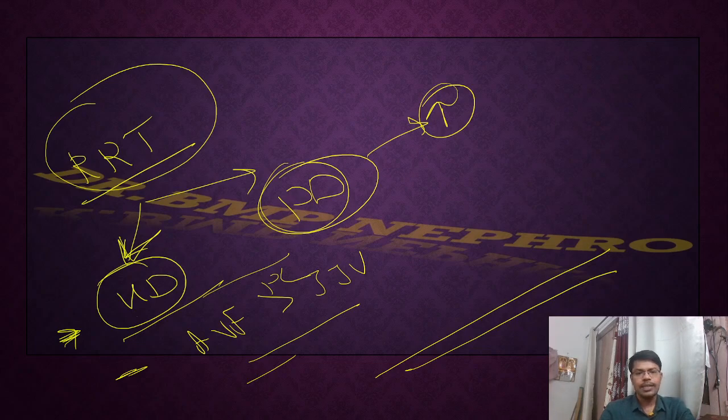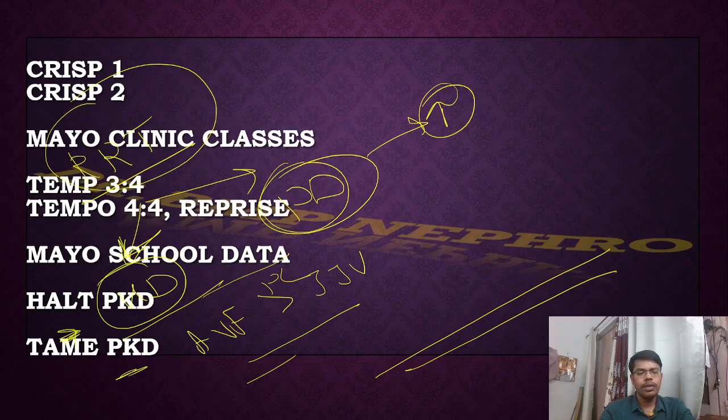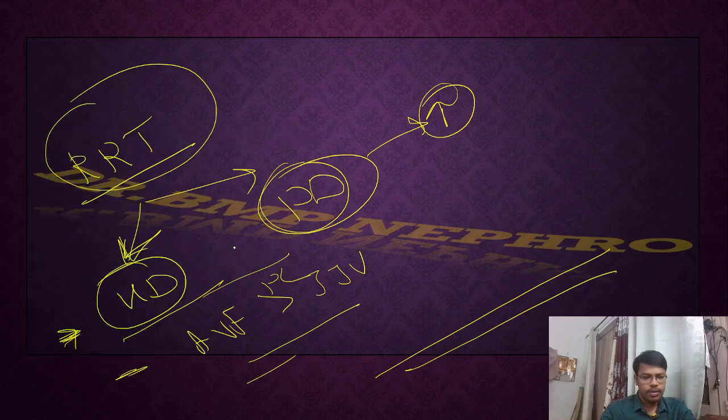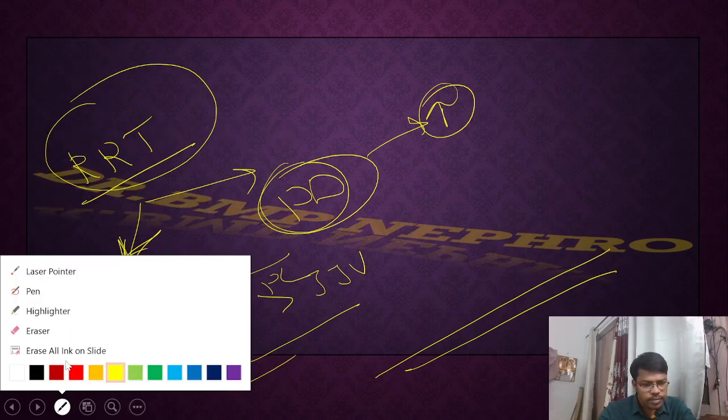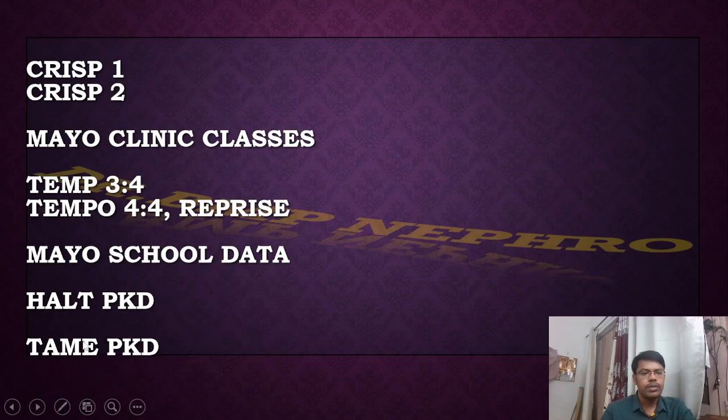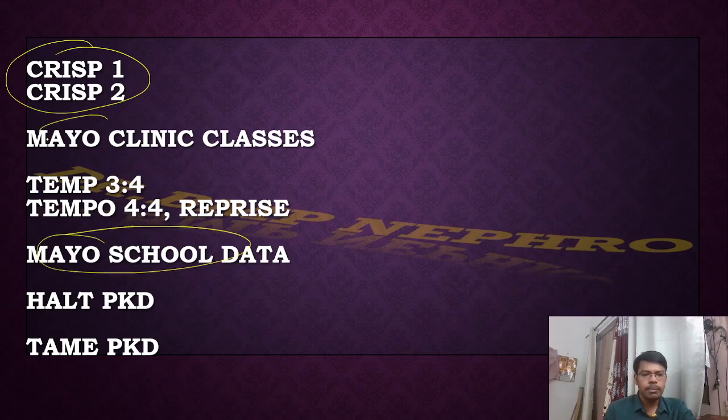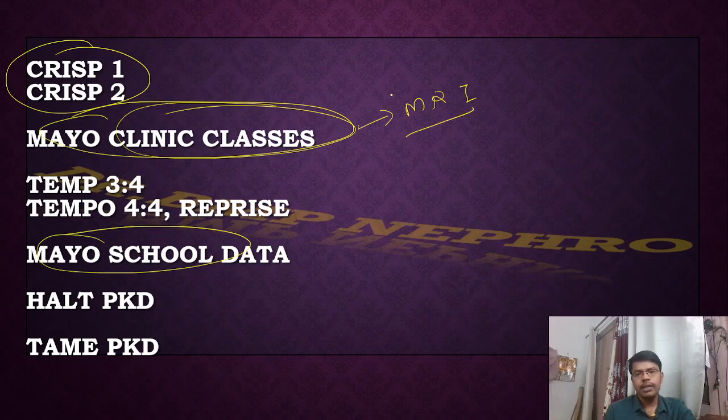And one more last slide. Some trials related to ADPKD. What are these trials? So these are all the trials. CRISP 1 trial, CRISP 2 trial, Mayo imaging classification. What is this? This is based on the MRI. We will check the total kidney volume and plot the patient into 3 categories. The higher the category, the worse the prognosis, so we have to start the treatment first.